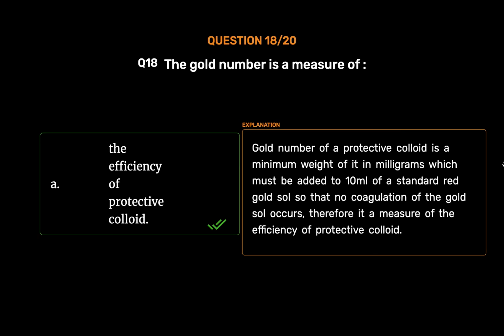Gold number of a protective colloid is the minimum weight of it in milligrams, which must be added to 10 milliliters of a standard red gold sol so that no coagulation of the gold sol occurs. Therefore, it is a measure of the efficiency of protective colloid.